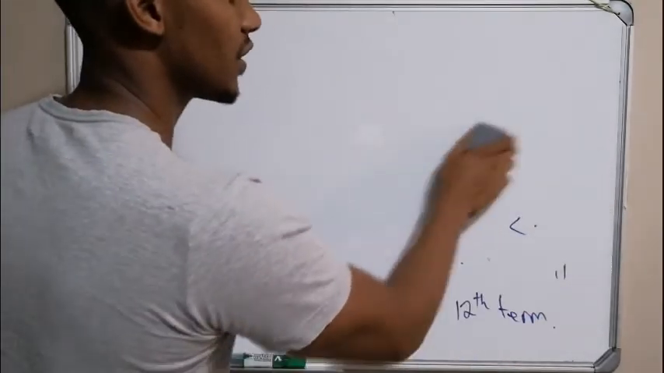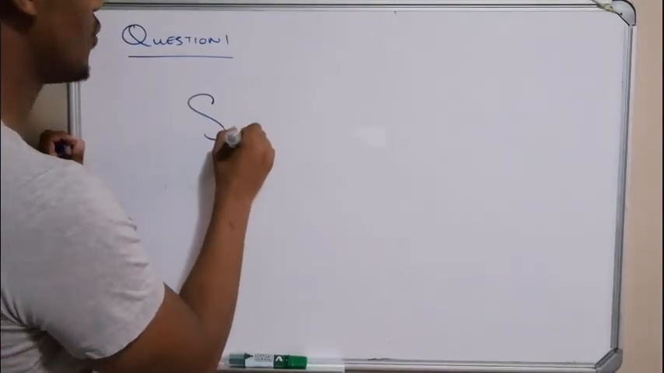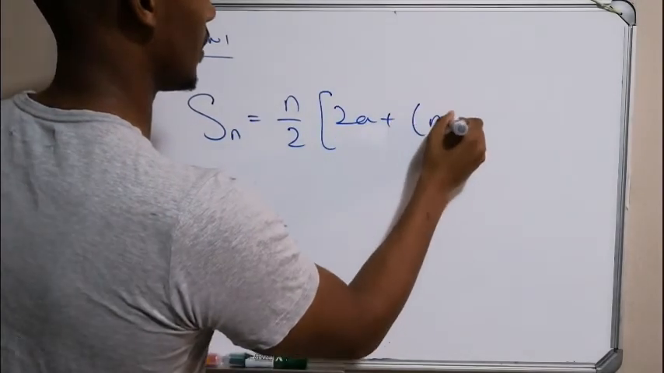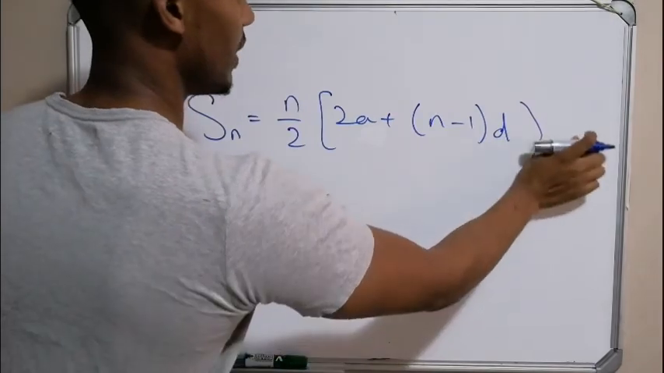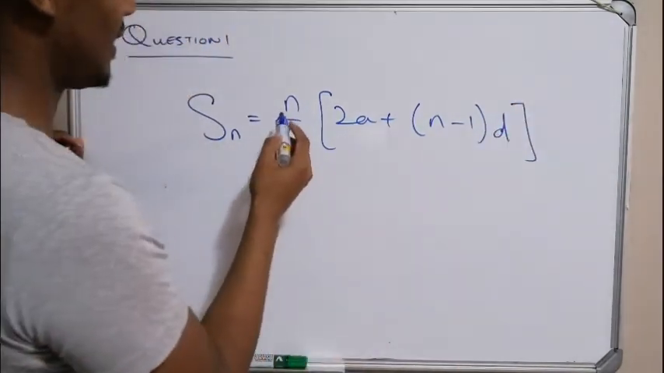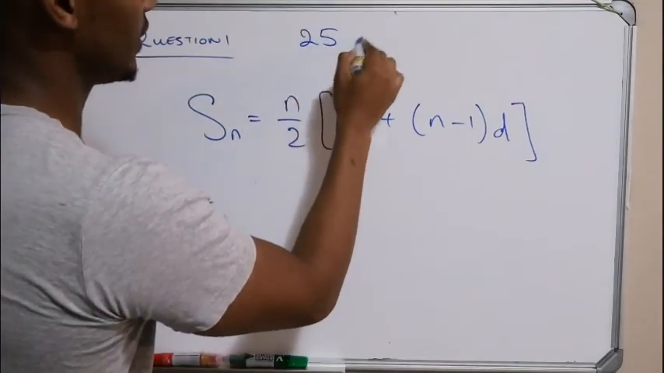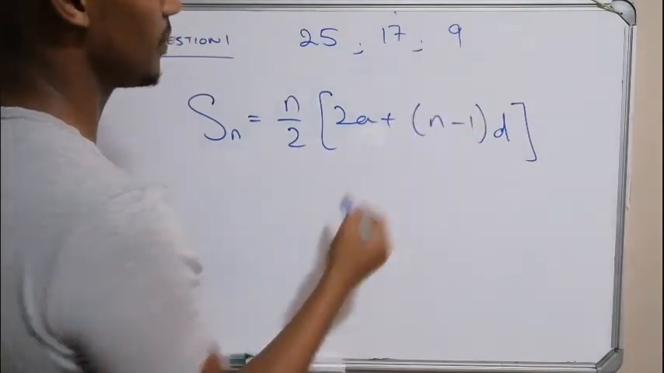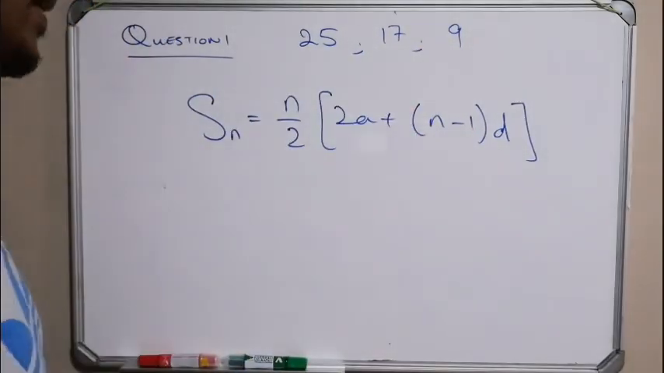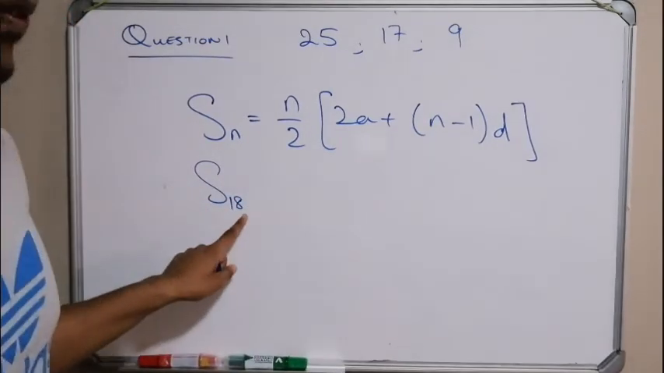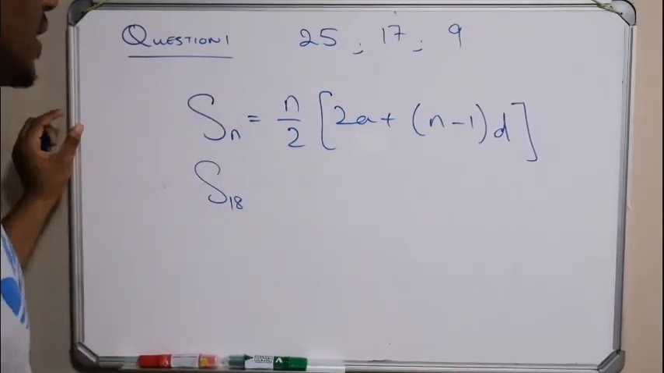So they basically asked us to work out the sum of the first 18 terms. So we'll start with our sum formula. And just in case you forgot what the pattern was, what was our progression again? I actually forgot. So it was 25, then it went to 17, and then it went to 9. And the difference was negative 8. Okay, so we'll substitute that into our formula. Keep in mind we are working out the sum of the first 18 terms, so I'll substitute 18 with n.